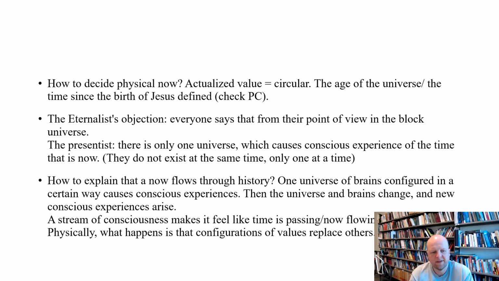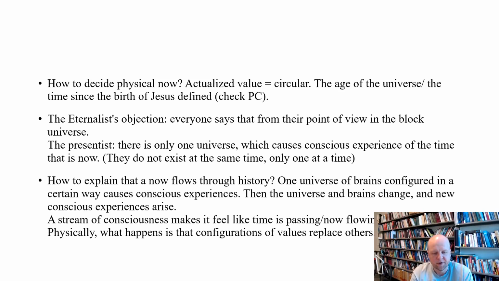How can we explain that we have this experience of now flowing through history? Well, the way I understand it is to say that there's one universe, because I'm a presentist, and there's a lot of brains. They're configured in a certain way, which gives us a experience of being conscious. But then, next millisecond, the universe changes, brains change, and you get a new conscious experience of what is now. We'll get back to the exact measuring of how long a now lasts, etc. That's later. Now I just said millisecond in a very imprecise way.